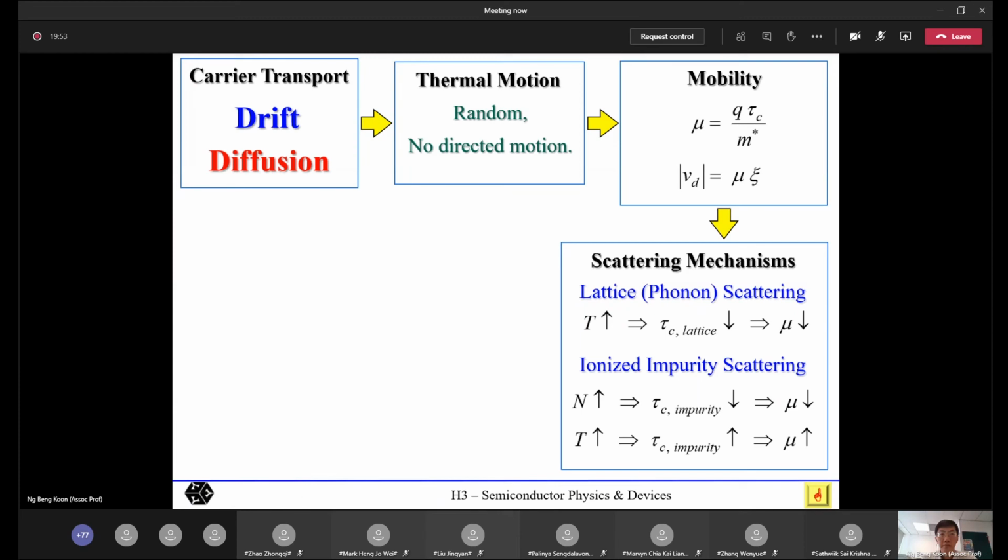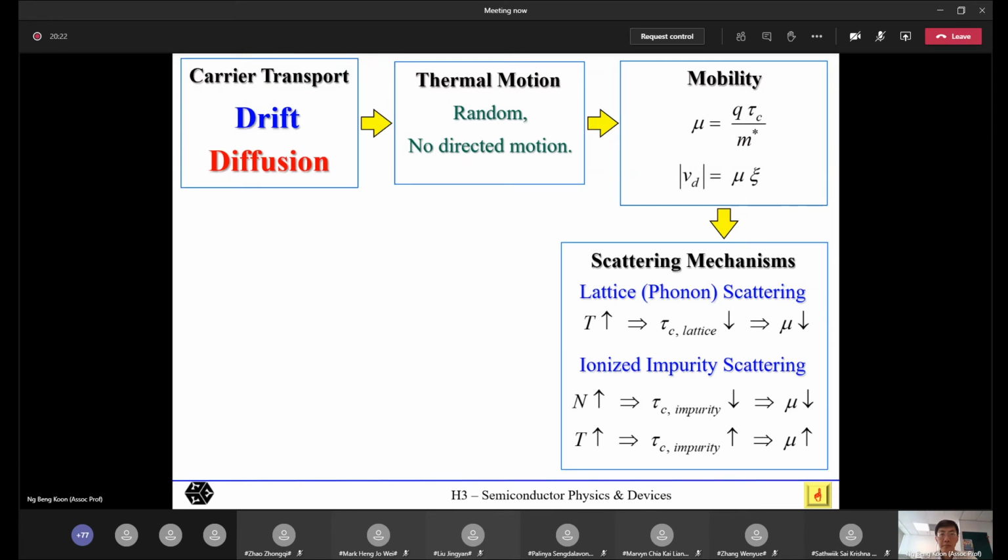And what essentially affects the mobility, how fast the carrier can move per unit electric field that is present, is essentially limited by scattering mechanisms. So in a semiconductor, we mentioned two scattering mechanisms. The first is lattice scattering, or sometimes we call this phonon scattering. This results from the vibration of the atoms in the crystal when the temperature is non-zero.